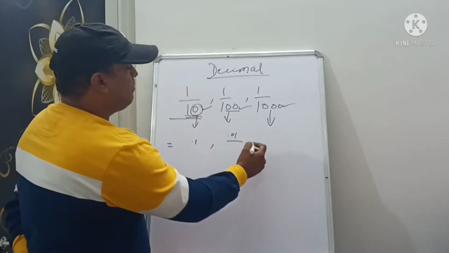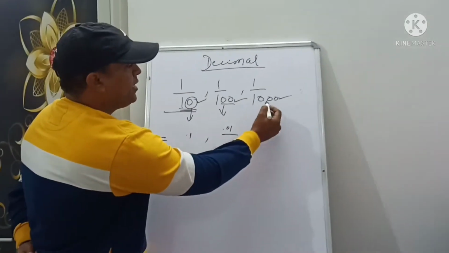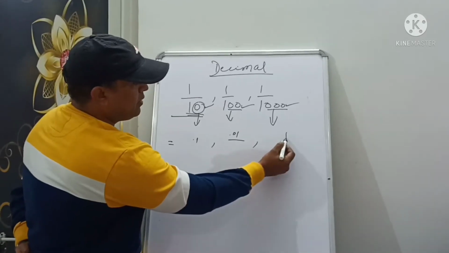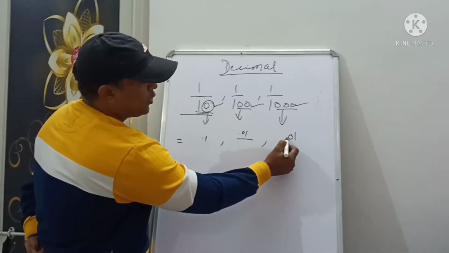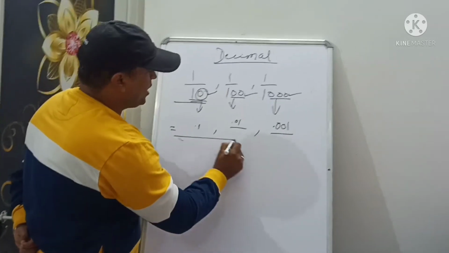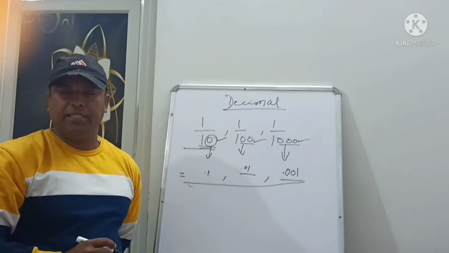Then again if I come to this portion, there are 3 zeros. So 1 is already here. Counting, you put 0 here, 2 and 3, then the decimal will come. In this manner we can convert into decimal.